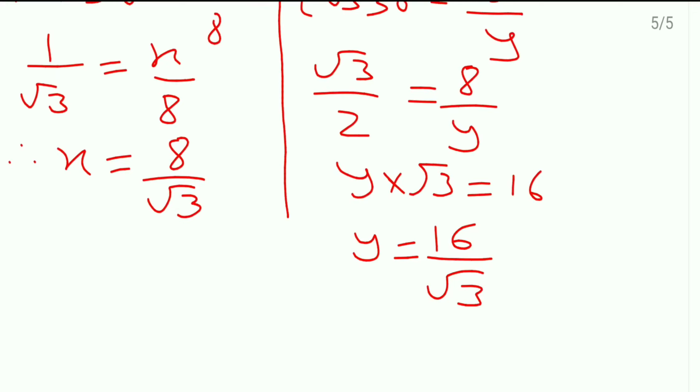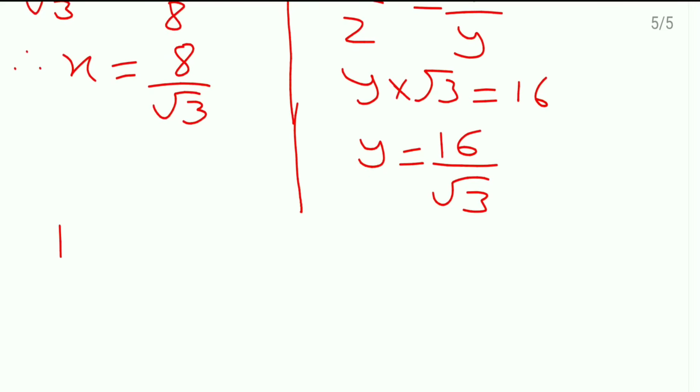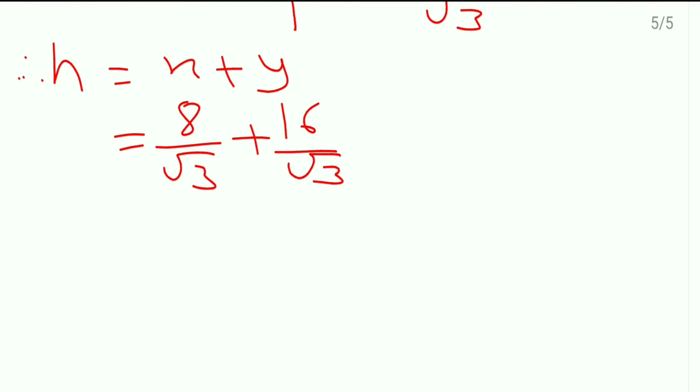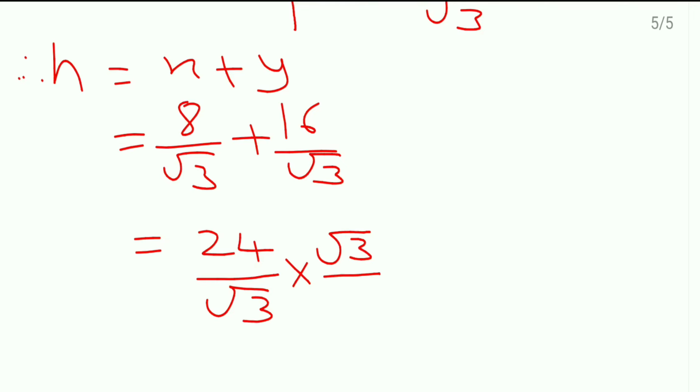Now we are having x as well as y. To get the height of the tree, I'll write down h. Therefore, h is equal to x plus y. X is 8 by root 3. Y is 16 by root 3. We'll just add it. As we add, we are getting 24 by root 3. As the denominator is irrational number, we will rationalize the denominator. To do so, I will multiply with root 3 and even I will divide it with root 3.